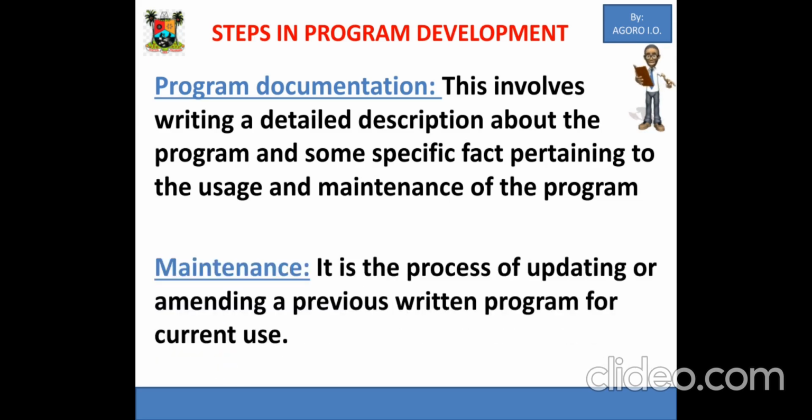Now let us look at maintenance, which serves as the last step in the system development lifecycle. It is the process of updating or amending a previously written program for current use. Take note of updating and amendment. When you amend the program, it's talking about maintenance. Maintenance is talking about updating, making amendments to the code that you wrote.